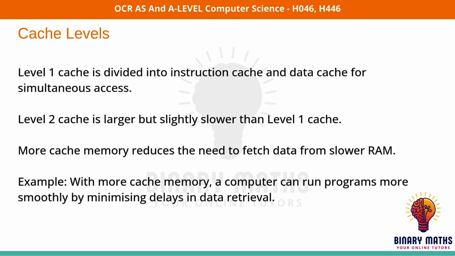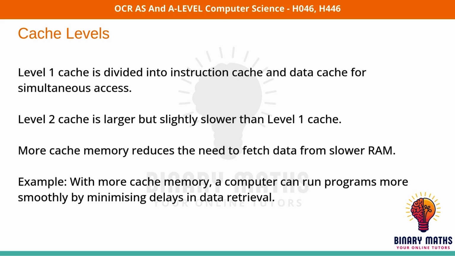Level 1 cache is divided into instruction cache and data cache for simultaneous access. Level 2 cache is larger but slightly slower than Level 1 cache. More cache memory reduces the need to fetch data from slower RAM. With more cache memory, a computer can run programs more smoothly by minimizing delays in data retrieval.